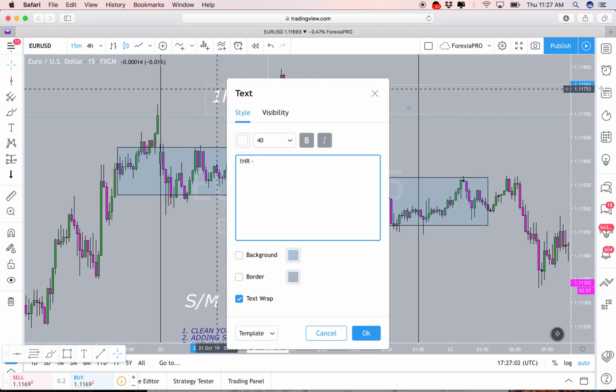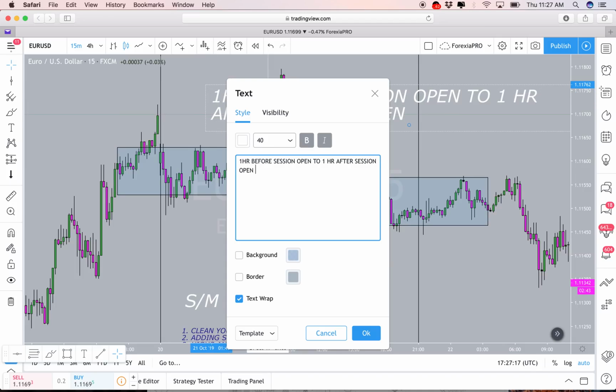to 1 hour before session open to 1 hour after session open. And this is London and New York session. Keep this in mind. 1 hour before London session open, or 1 hour before New York session open, or 1 hour after London session open or New York session open is when you should be looking for your opportunity to enter a trade.